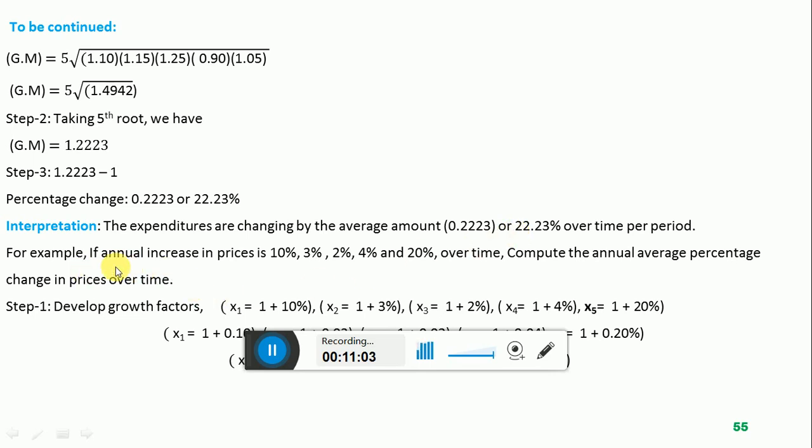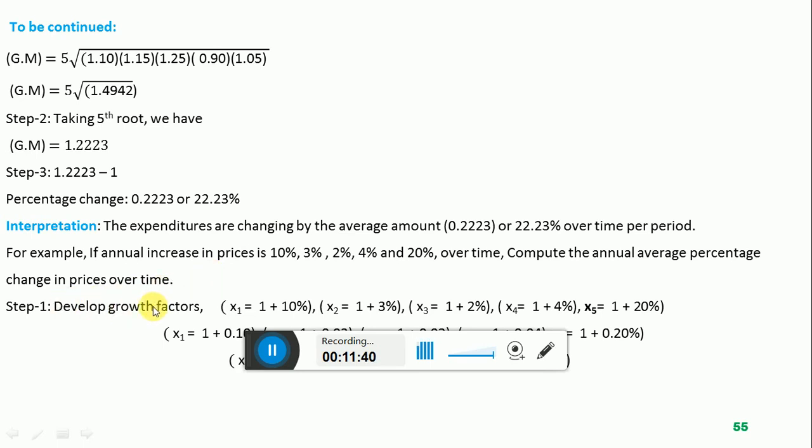Now to further clarify, I am putting another example. For example, if the annual increase in prices is 10%, 3%, 2%, 4%, 20% over time, compute the annual average percentage change in prices over time. In this example, we are calculating the average percentage change in the prices of goods and services over time. So again, the statistician has to develop the growth factors. That is the very first step. How can the statistician develop the growth factors? Simply by adding 1 to the given percentage changes in prices.